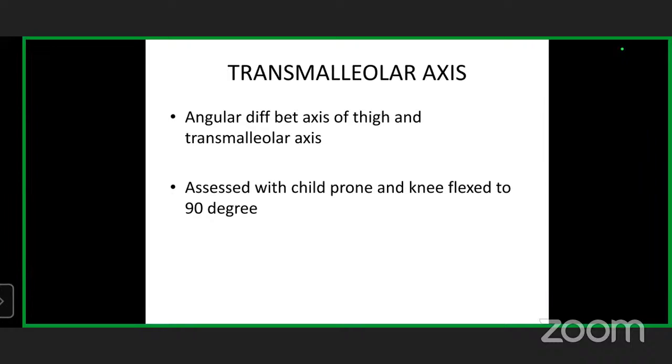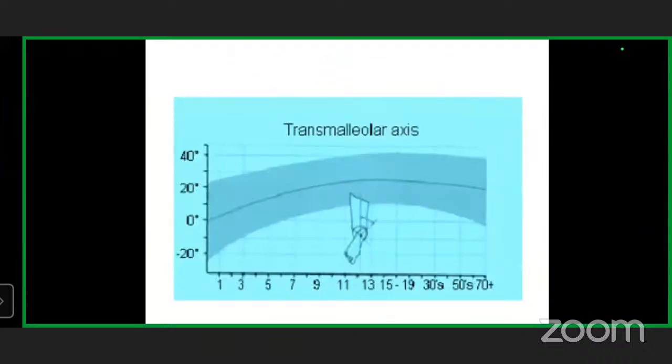There is another one called the transmalleolar axis, which is the angular difference between the axis of the thigh and the transmalleolar axis. This is also assessed with the child prone and the knee flexed to 90 degrees. One line is drawn along the axis of the thigh and another line connecting both malleoli. The resulting angle is the transmalleolar axis.